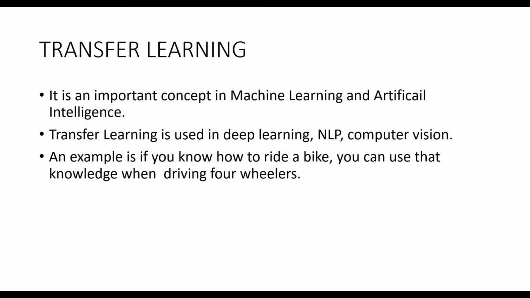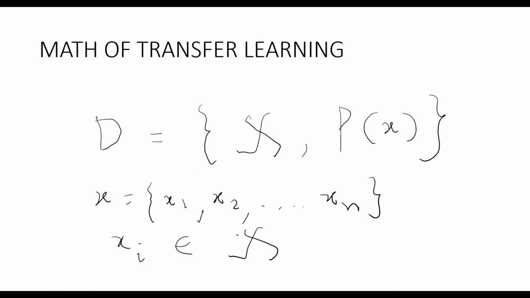I am giving a small introduction to transfer learning. It's an important concept in machine learning and artificial intelligence. Transfer learning is used in deep learning, NLP, and computer vision. See, the concept is an example from a human perspective. If you know how to ride a bike, then you can use that knowledge when learning to drive a four-wheeler. The same concept we can use in machine learning models as well.